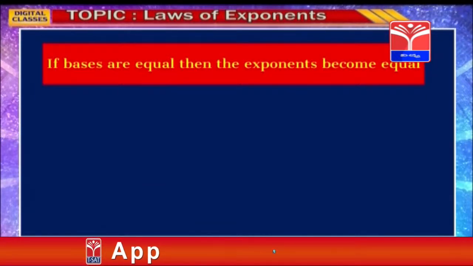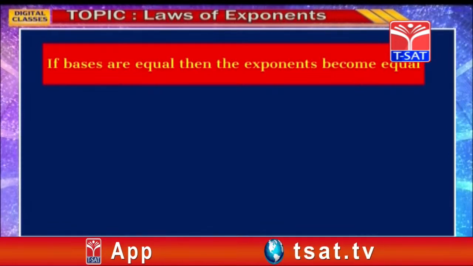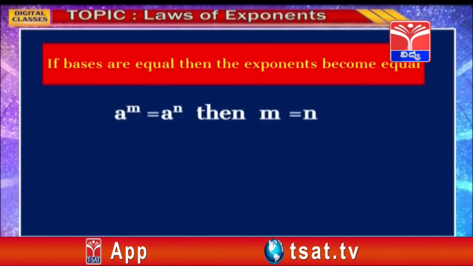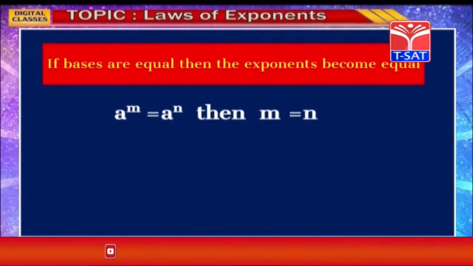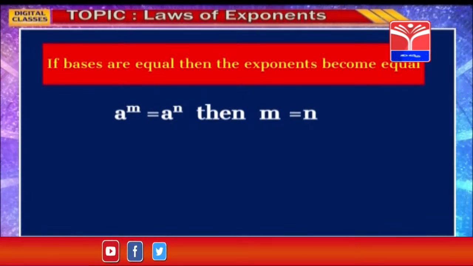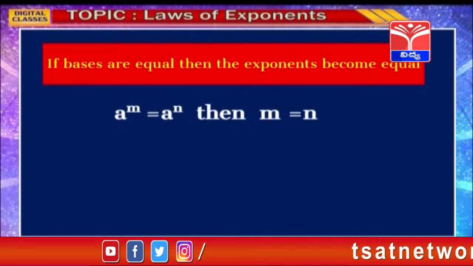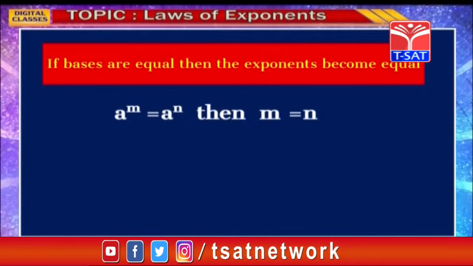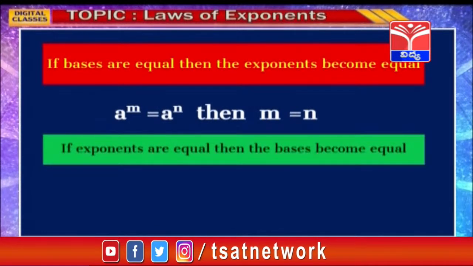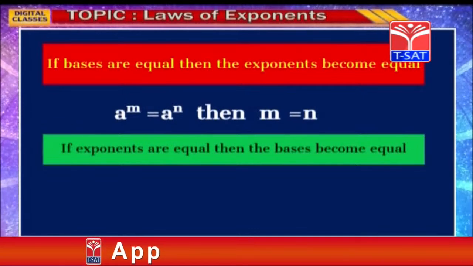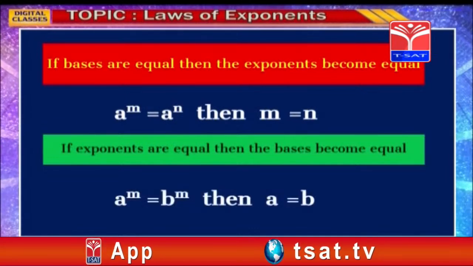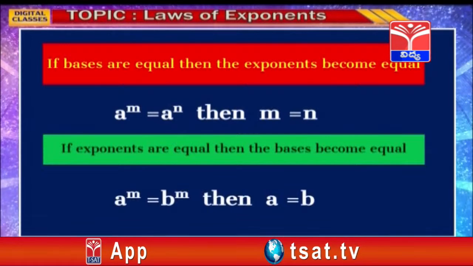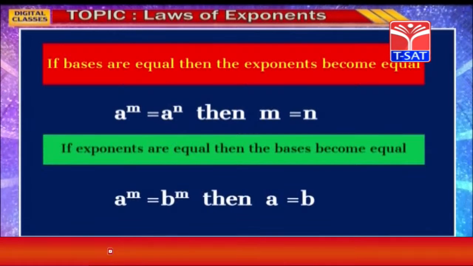If the bases are equal, then the exponents become equal. Like a to the power of m is equal to a to the power of n, bases are equal, the exponents will become equal. When the exponents are equal, then the bases become equal also. Here the exponents are equal. So what happens? The bases will become equal.